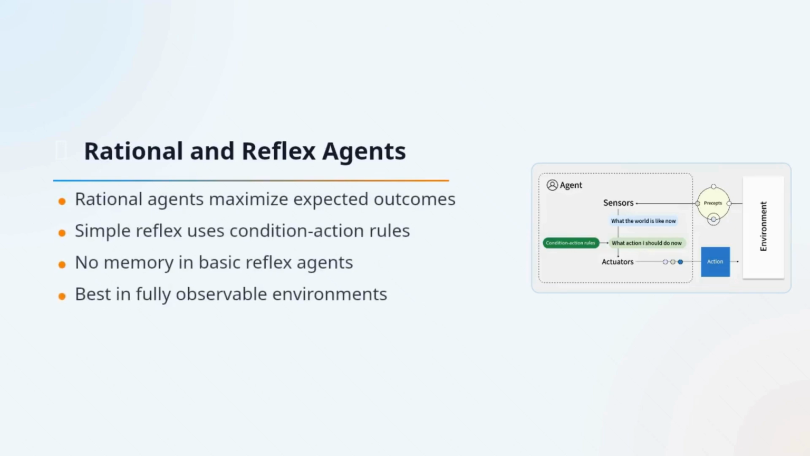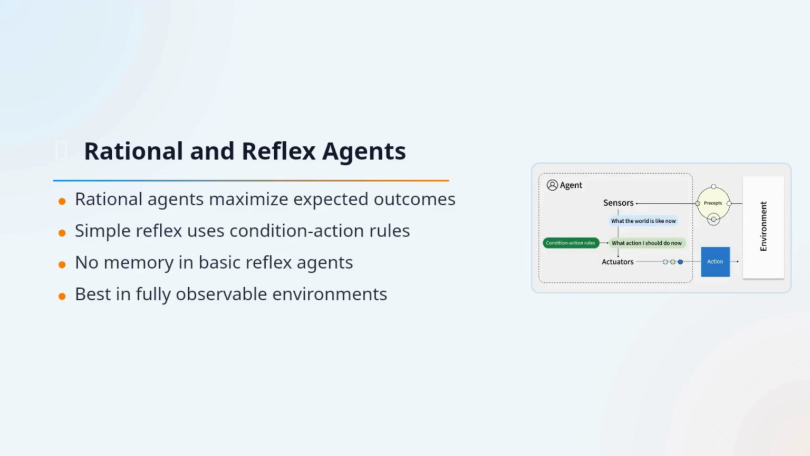A rational agent chooses actions that are expected to give the best outcome using available information. One of the simplest agent types is the simple reflex agent, which follows if-then rules. It does not remember past states and does not model the world deeply.